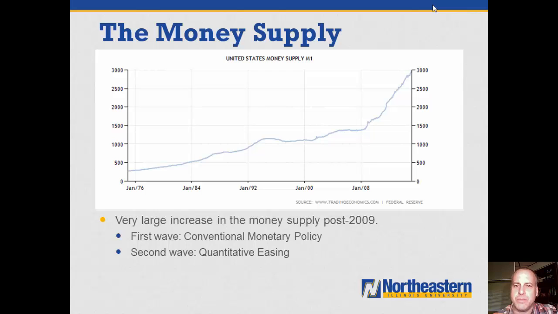The Fed has increased the money supply in two ways. One is through conventional monetary policy, which they've been using for many, many years, and the second one has been something that's been novel, at least in the United States, called quantitative easing. And we'll talk a little bit going forward about how exactly all this stuff has worked. Quantitative easing is a very new avenue that the Fed has used to raise the money supply.